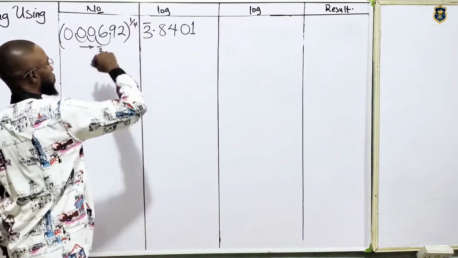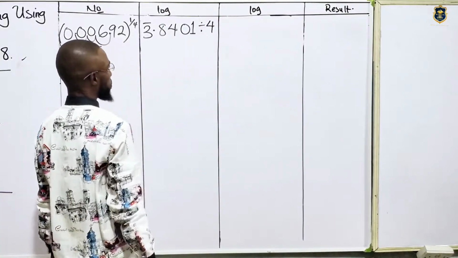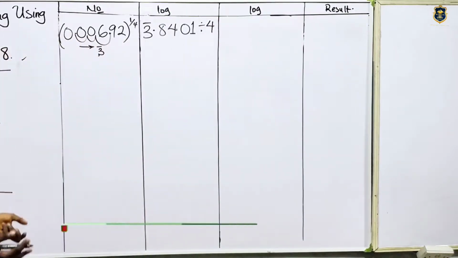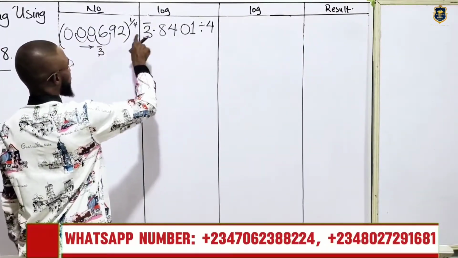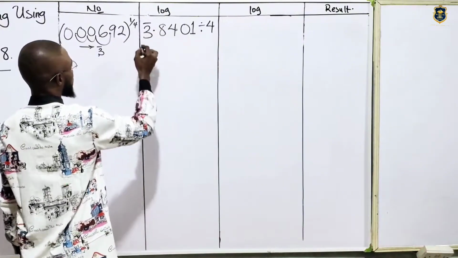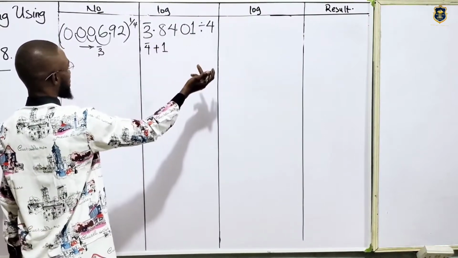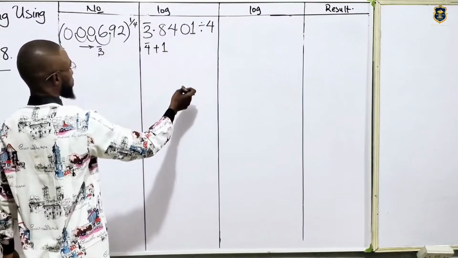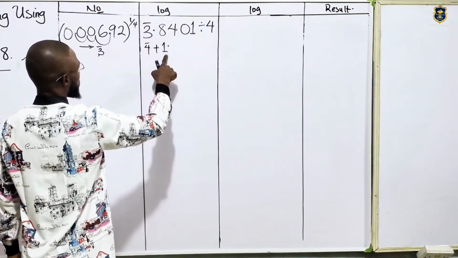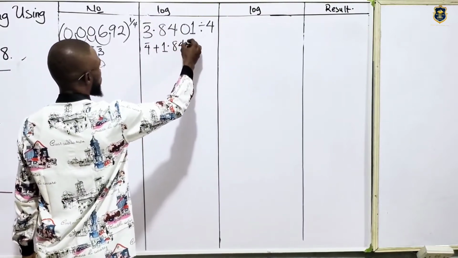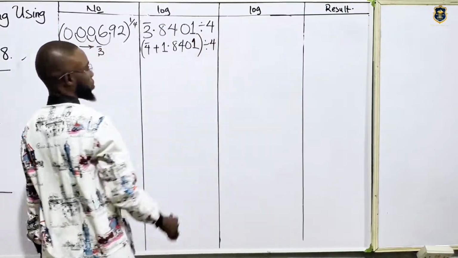But we are saying it is raised to the power of 1 over 4 here, right? So what we do is divide by 4. That's what it means: anything that has to do with a root, we're just dividing by the number. So how do we do this now? I'm going to share a hack. How do we convert bar 3 to bar 4? I can convert this bar 3 to bar 4 by saying bar 4 plus 1, because this bar simply means minus, and minus 4 plus 1 is the same thing as minus 3, right? So I'll put the point as bar 4 plus 0.8401, right? And then I'm dividing them by 4.